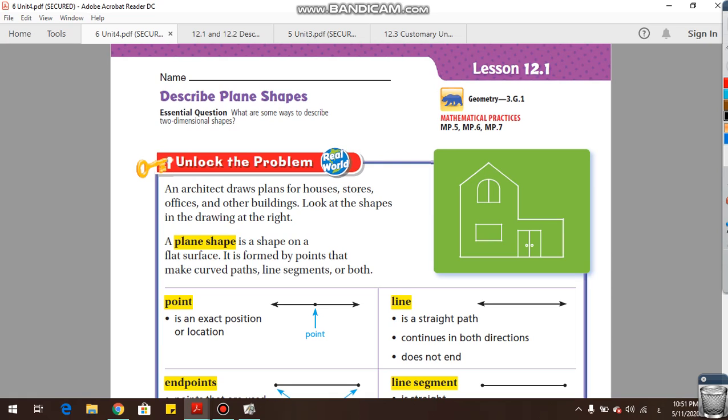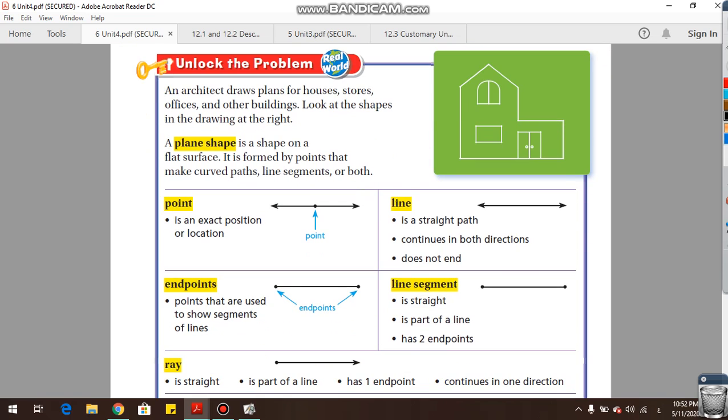Today's lesson is Describe Plane Shapes, lesson number 12.1, page 505. Today we're going to talk about plane shapes. As you can see here, I have a drawing. An architect draws plans for houses, stores, offices, and other buildings. Look at the shapes and the drawing at the right. Okay, I have a drawing on the right.